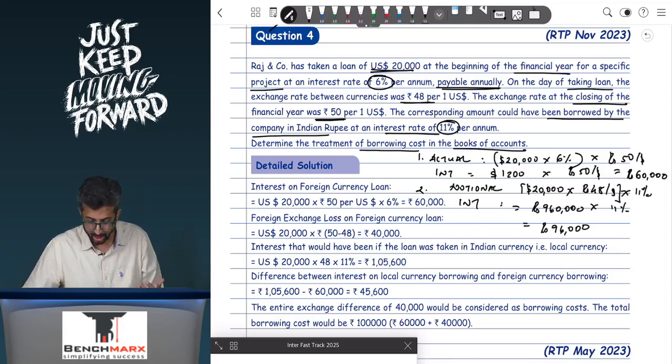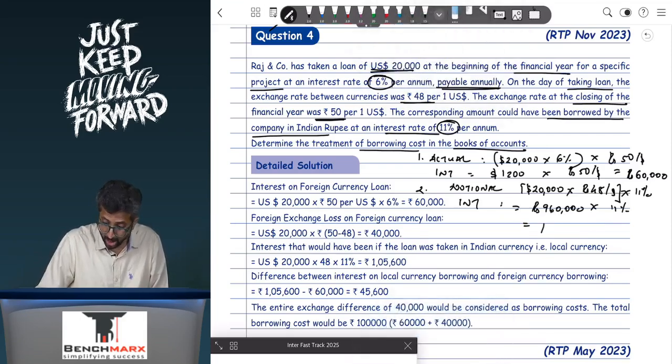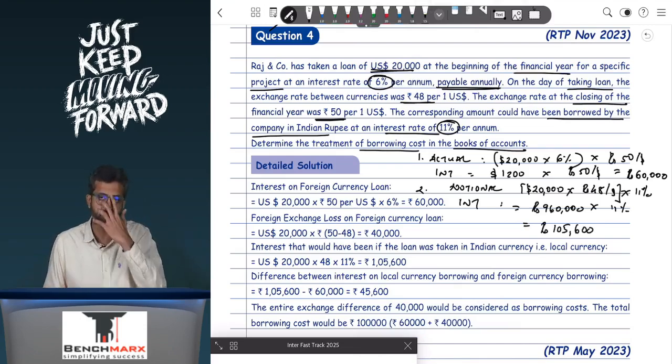So over here, I'm not 96,000, 9,60,000 into 11%, 1,05,600. So over here, I'm apparently paying 60,000. Had I taken the loan in India, I would have paid 1,05,600. So apparently I'm saving interest. This is called as interest adjustment.